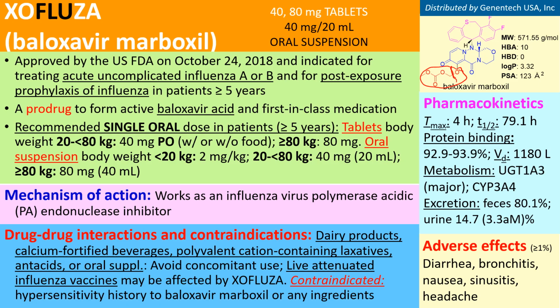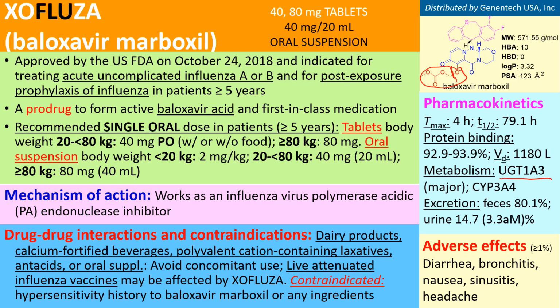Pharmacokinetically, Tmax is about 4 hours, half-life 79.1 hours, protein binding ranging from 92.9 to 93.9%, volume of distribution 1,180 liter. Metabolism. This medication is mainly metabolized by phase 2 conjugation by UGT1A3, that's uridine 5'-diphospho-glucuronosyltransferase 1A3. CYP3A4 also plays a minor role in metabolism.